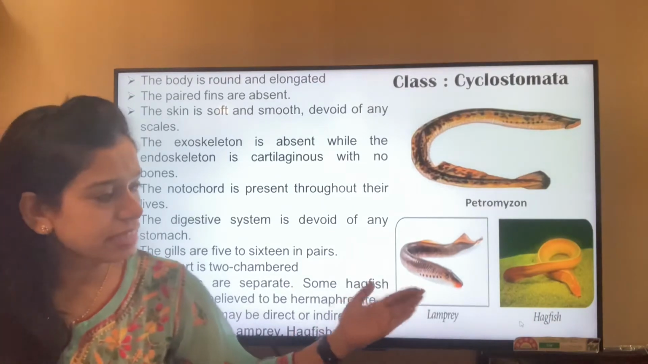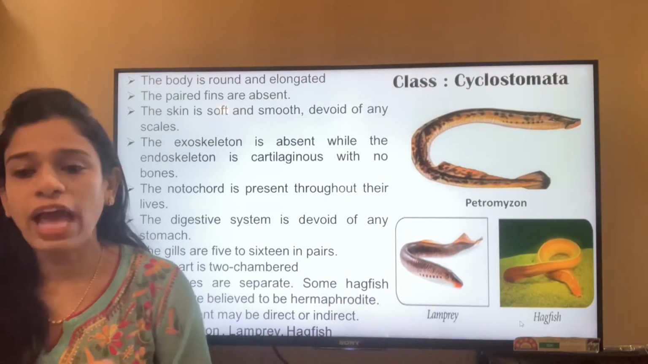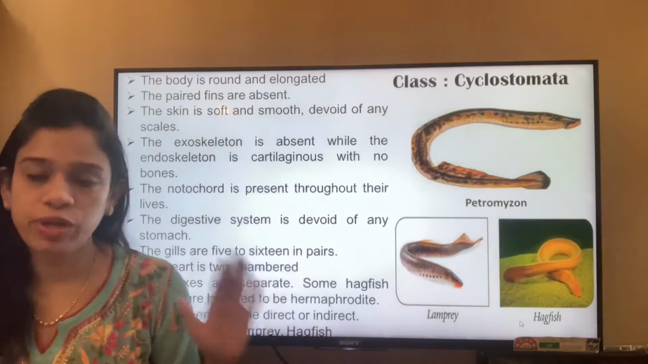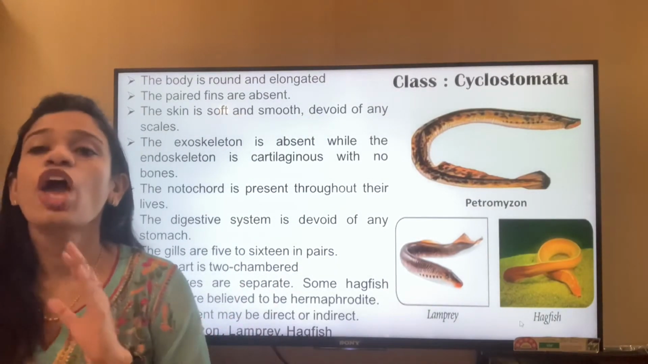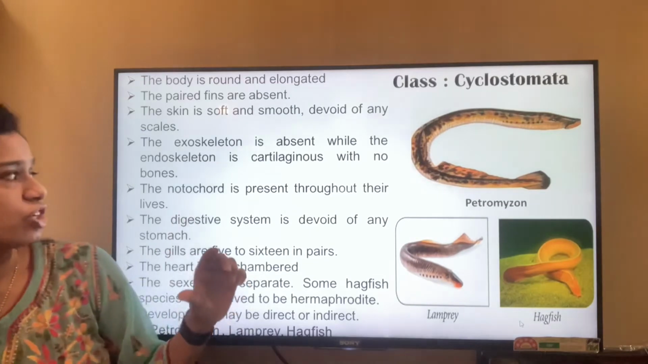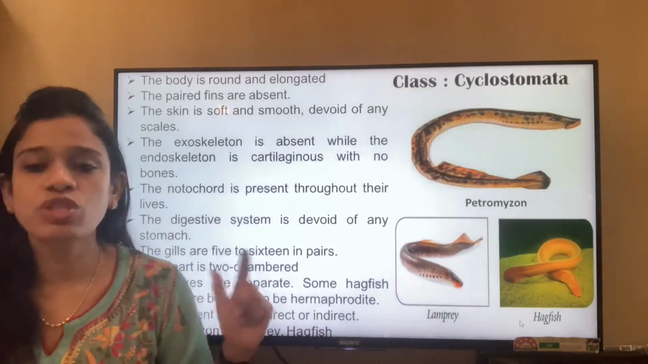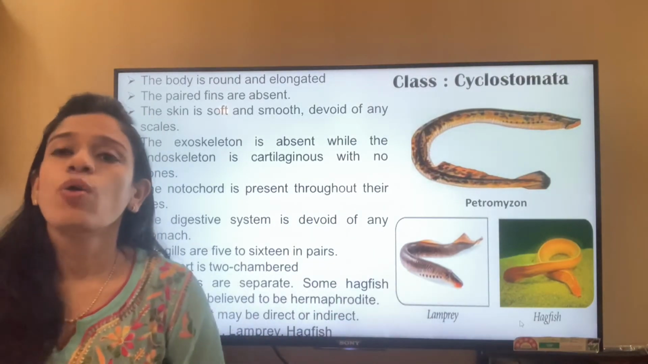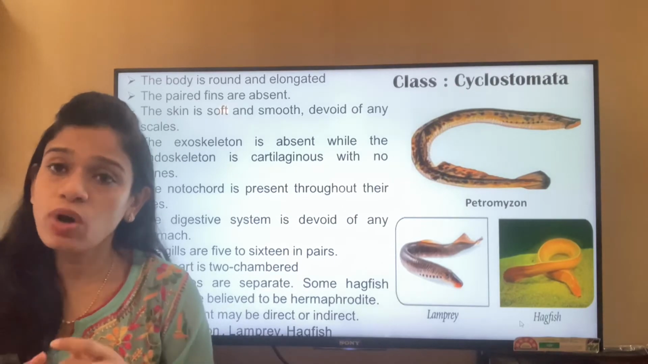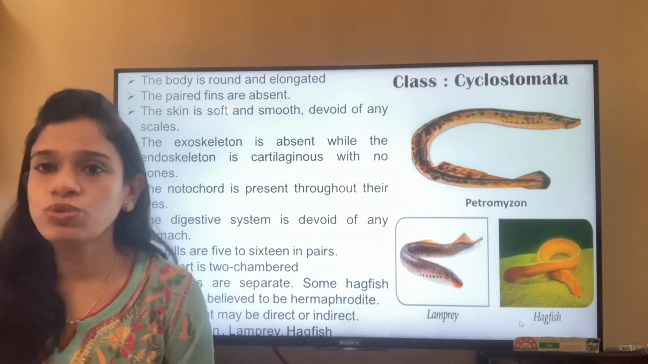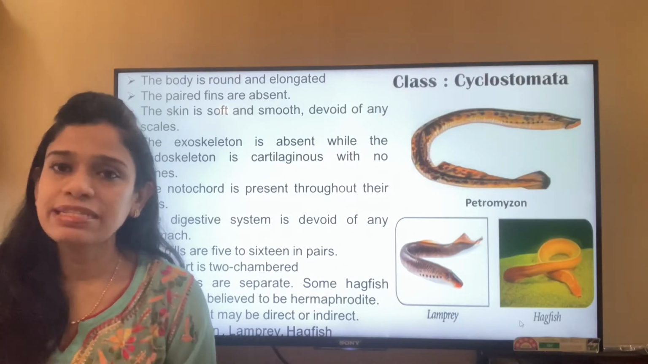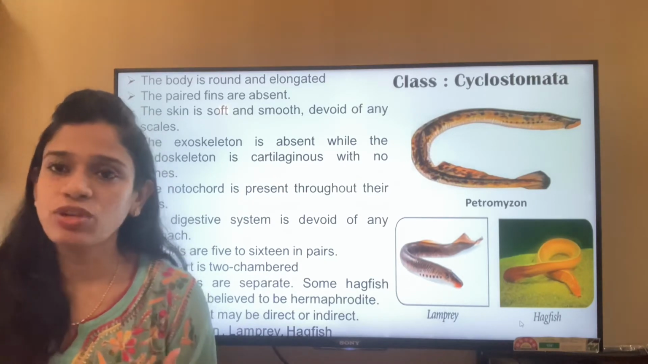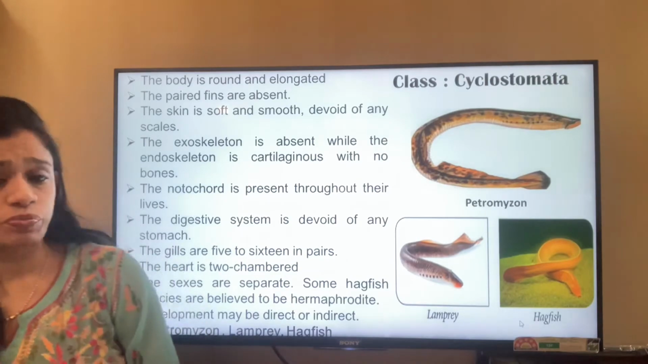We can understand by seeing the photographs that they have a very soft, slippery and smooth body which is devoid of scales. The exoskeleton is totally absent. Because the exoskeleton is absent, they are not hard to hold. But the endoskeleton is cartilaginous with no bones. The structure tells us that they are very soft and slimy. Because they are soft, they are devoid of bones. The only thing present inside is cartilage. Cartilage means it can easily be bent. It does not give the feeling of a bony structure.